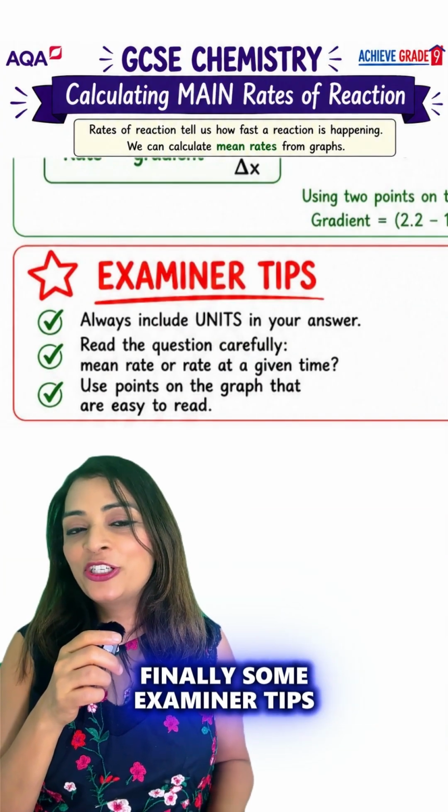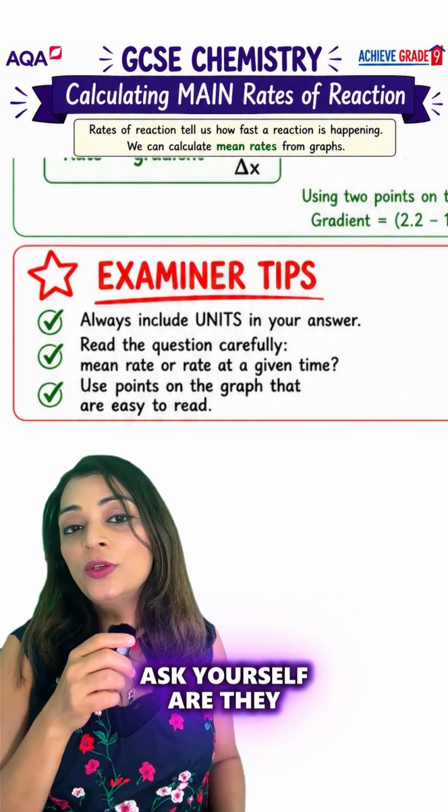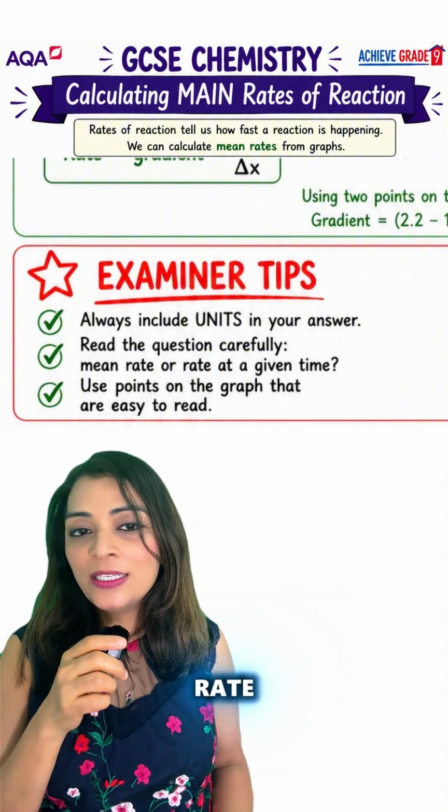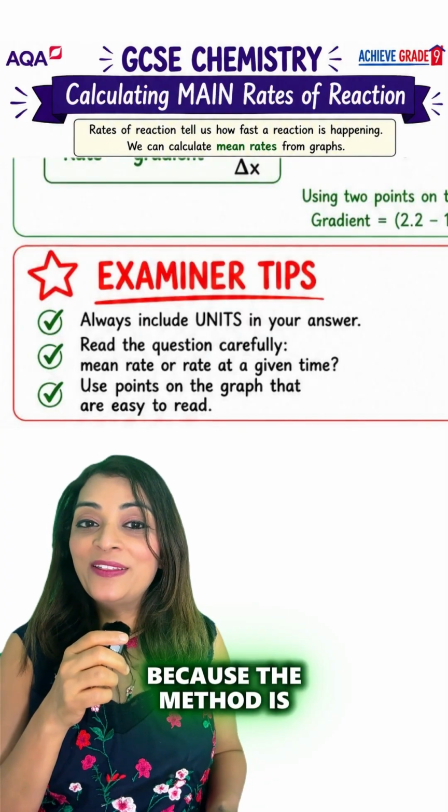Finally, some examiner tips. Always include your units in the answer. Read the question carefully. Ask yourself, are they asking for the mean rate or are they asking for the rate at a particular fixed point? Because the method is different.